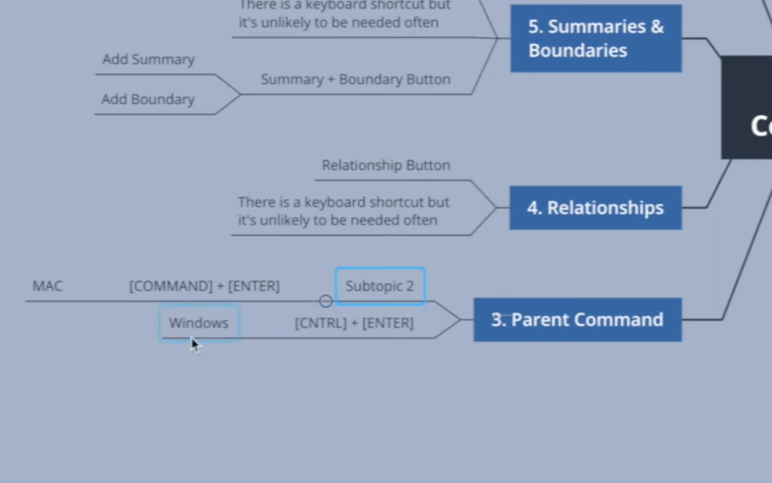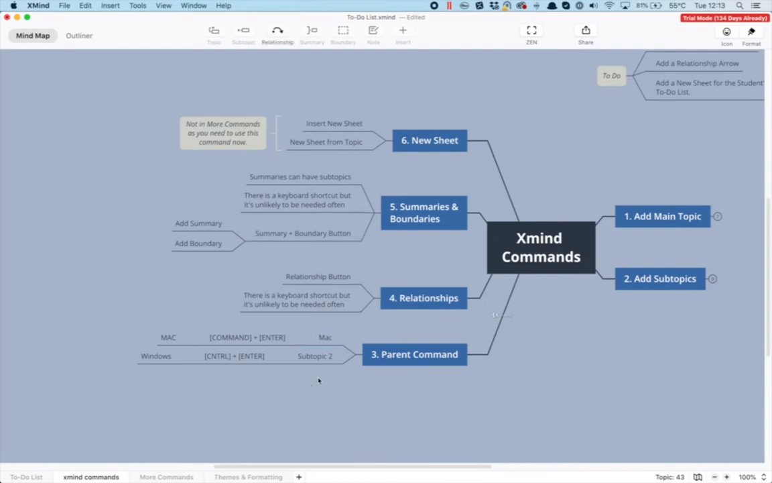And I can do the same for Windows here. I'll hit that. And because I'm working on a Mac, I'm actually going to hit Command and Enter. And here's my new parent topic. And for clarity, I'm going to write Mac here and Windows here, if I can spell it correctly. And I'm going to delete these by highlighting them and hitting delete. So that's the parent command.